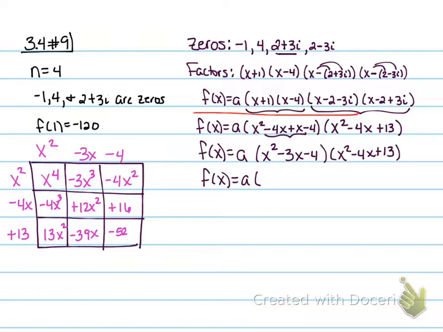And let me change colors on that one. Maybe it'll make it easier to see when I do this. So I have x to the 4th. And then here my like terms lined up. So negative 4x cubed minus 3x cubed is negative 7x cubed. 13x squared plus 12x squared is 25x squared. Minus 4x squared is 21x squared.